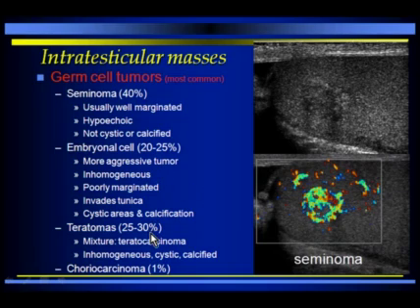Now, teratomas often have a mixed echo texture. They're often heterogeneous. They may have cysts, and they're often calcified. The image that I showed you in the previous slide of the calcified lesion in the testicle, that was a teratoma. Problem is, you can also have teratocarcinomas where the teratoma is associated with a malignancy as well. And finally, a much less common tumor of the germ cell line is the choriocarcinoma, which is hypoechoic and can be an aggressive tumor.